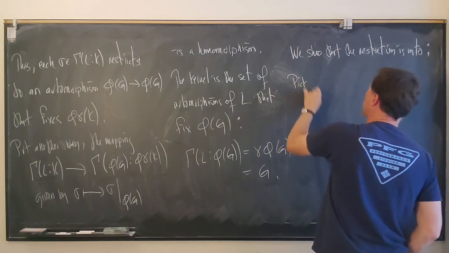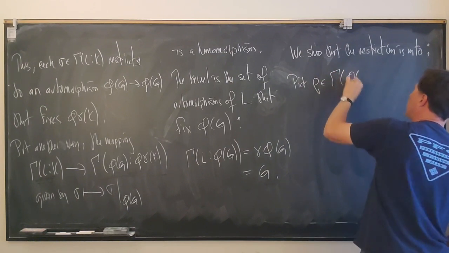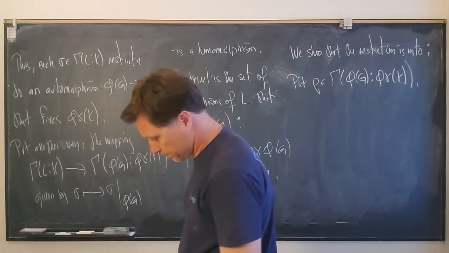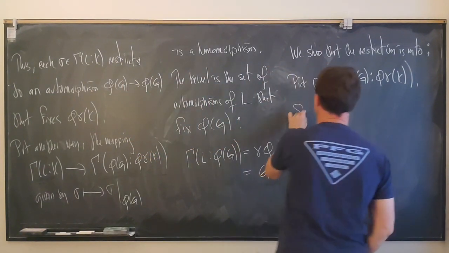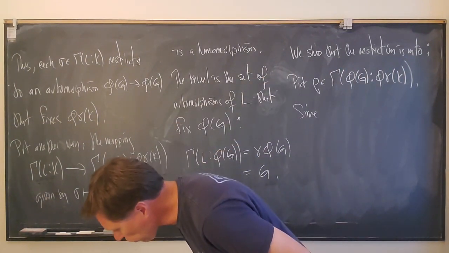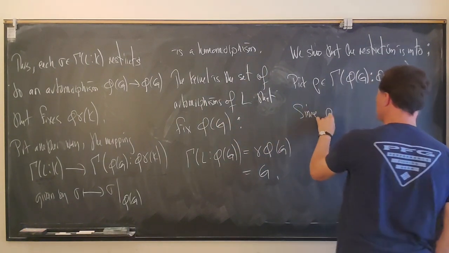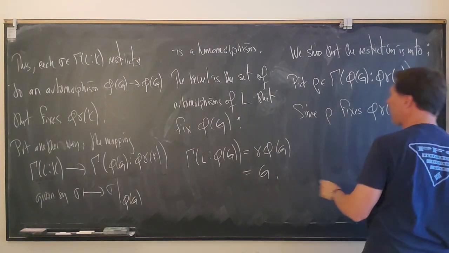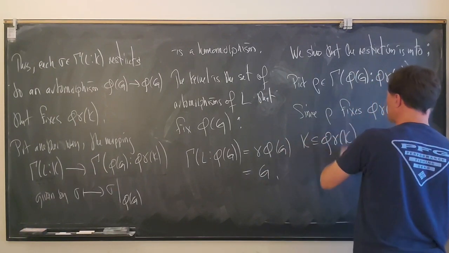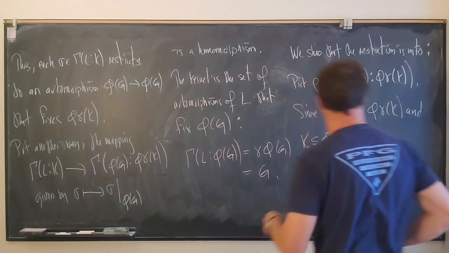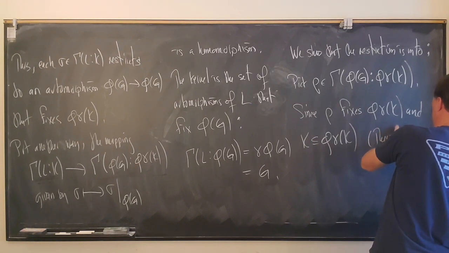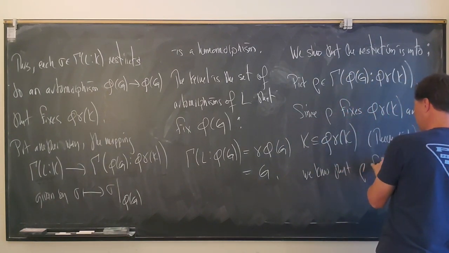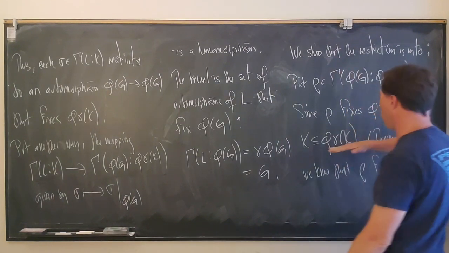Okay, so we're going to pick somebody in the codomain. So let's pick, say, rho in gamma phi of G over phi gamma. Now, since rho fixes phi gamma of K, and we know that K is contained in phi gamma of K, this was a theorem, which theorem was this? 5.1. We know that rho has to fix K. Right? If you fix the whole thing, then you fix the stuff that's inside there also.